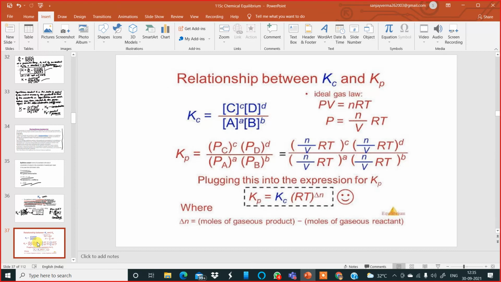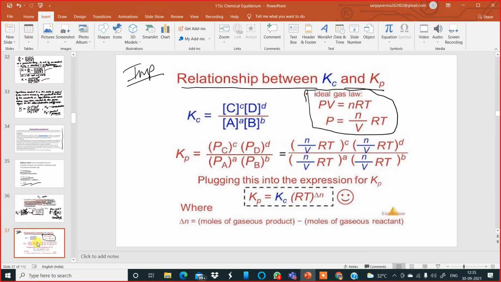Try to understand this very carefully. This is an important slide on your screen today: the relationship between Kp and Kc. We know from the ideal gas equation that PV is equal to nRT. This ideal gas equation will be discussed in the chapter on the gaseous state, chapter 6. But let me tell you, the ideal gas equation takes the form PV is equal to nRT, because we have learned in the gas laws P1V1 by T1 is equal to P2V2 by T2, in class 10 also, in class 9 also.